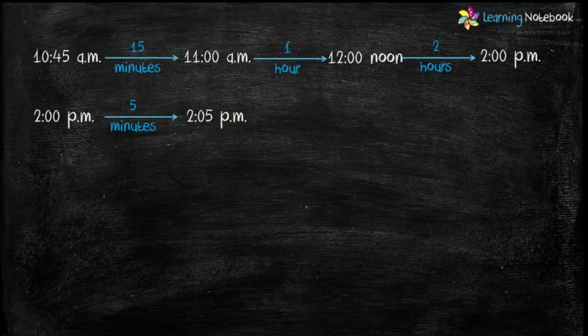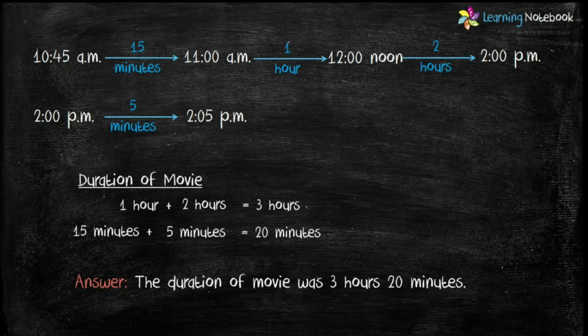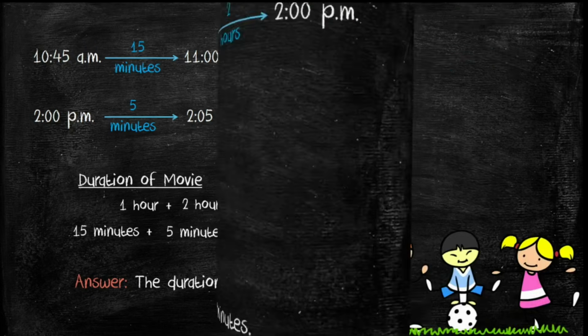Now let's add hour units separately and minutes units separately. So we get 1 hour plus 2 hours which are equal to 3 hours. Now minute units, 15 minutes plus 5 minutes equals 20 minutes. So the answer is, the duration of the movie was 3 hours 20 minutes.